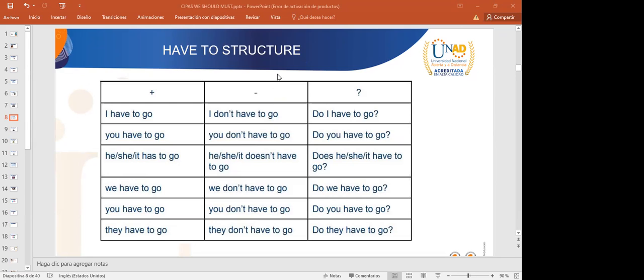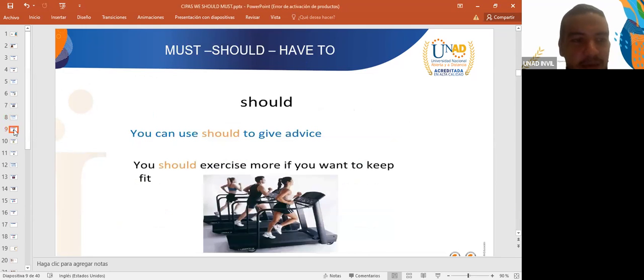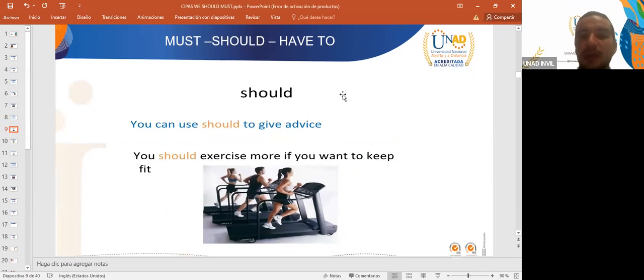Okay, so let's continue, guys. Let's continue with the next modal verb, which is should. You can use should to give advice. For example, you should exercise more if you want to keep fit.